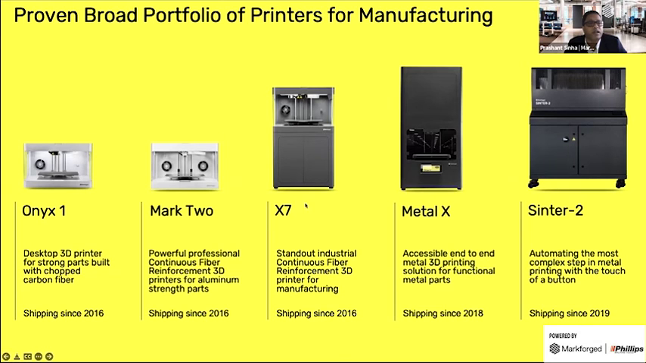These are our broad portfolio of printers for manufacturing, starting from the desktop range, the Onyx One and Mark Two. X7 is our industrial printer for polymer composite, and then Metal X is our printer for metal output, along with the furnace, the Sinter 2 machine.